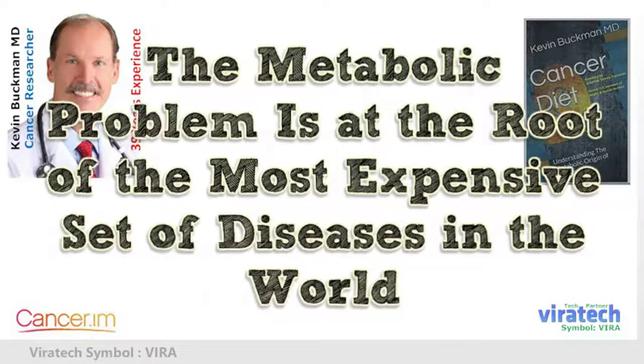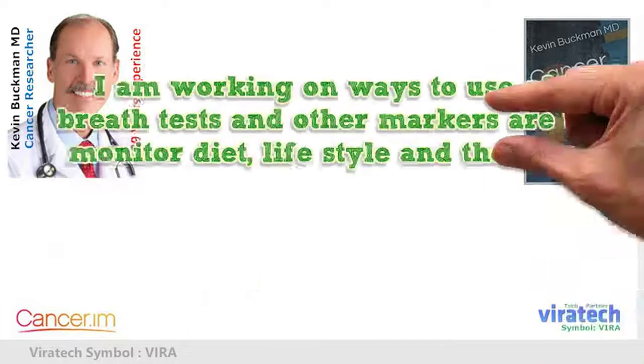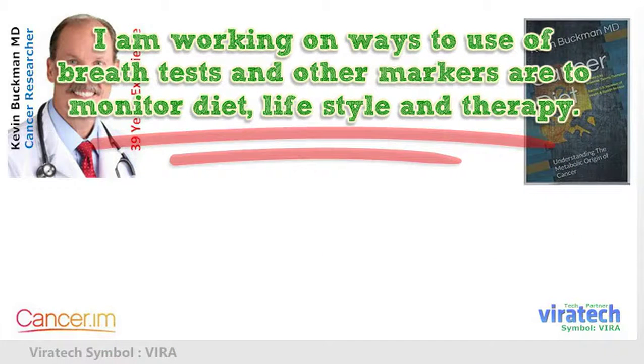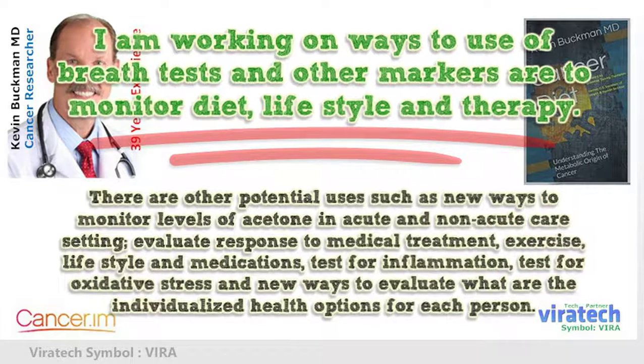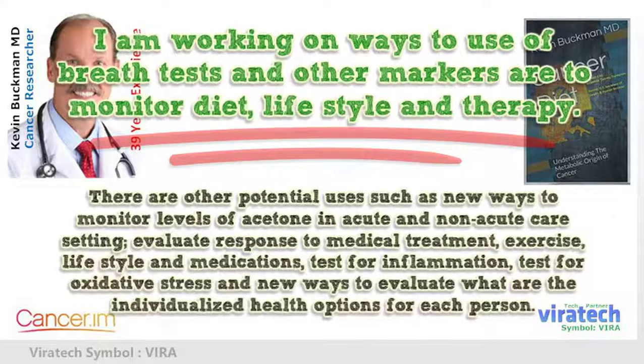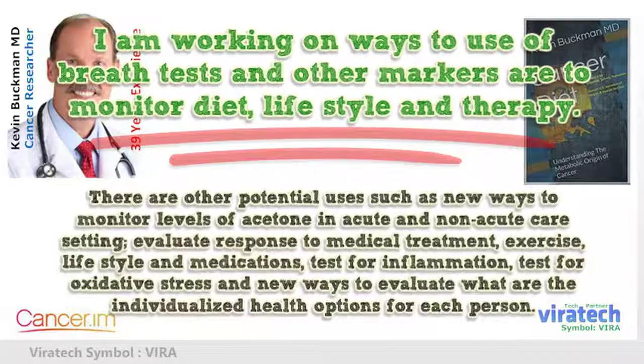The metabolic problem is at the root of the most expensive set of diseases in the world. I am working on ways to use breath tests and other markers to monitor diet, lifestyle and therapy. There are other potential uses, such as new ways to monitor levels of acetone in acute and non-acute care settings, evaluate response to medical treatment, exercise, lifestyle and medications, test for inflammation, test for oxidative stress, and new ways to evaluate what are the individualized health options for each person.